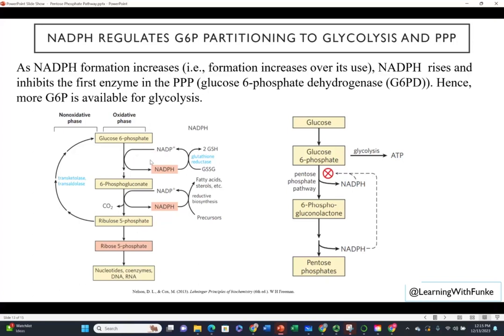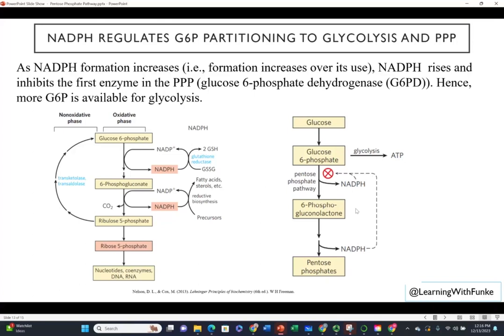But in terms of regulation of NADPH, we have to understand that NADPH plays a very key role in regulating whether we are doing G6P partitioning between glycolysis, because we talked about in the previous video, G6P can go through glycolysis to form pyruvate. However, G6P is also an important metabolite that goes through the PPP pathway. So the availability of NADPH can also determine whether or not G6P is available for the PPP or glycolysis. And so how does that work?